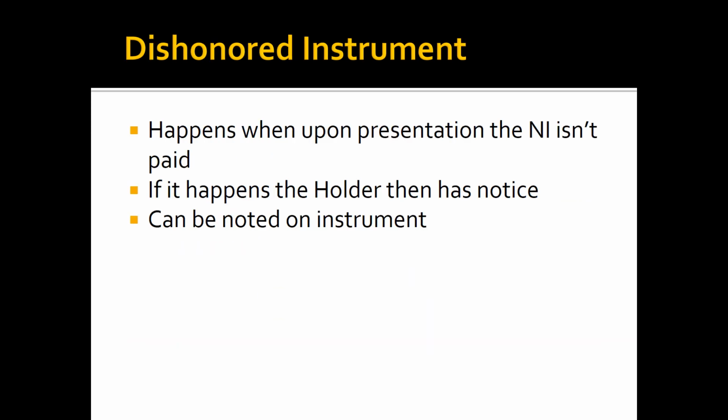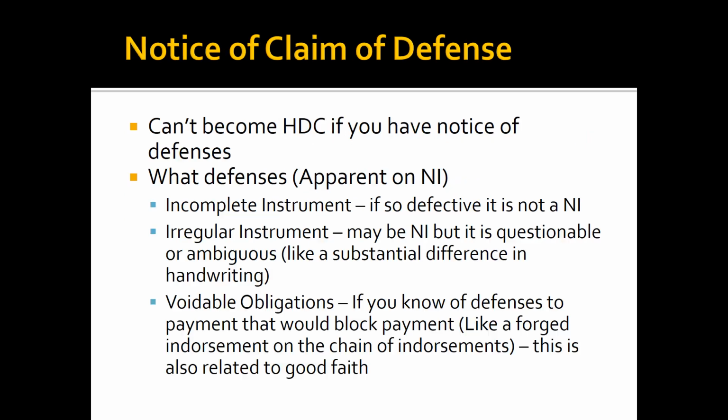Dishonored. This happens when the negotiable instrument isn't paid, and for it to be dishonored there has been a presentation. And typically what happens is when a check comes in or a negotiable instrument comes in and it doesn't get paid, there's a big stamp on it that says, okay, this is no good. You can't collect on it. So if it happens, then the holder has notice this is a dishonored instrument, usually, as I said, noted on the negotiable instrument or the check itself, therefore you can't be a holder in due course.